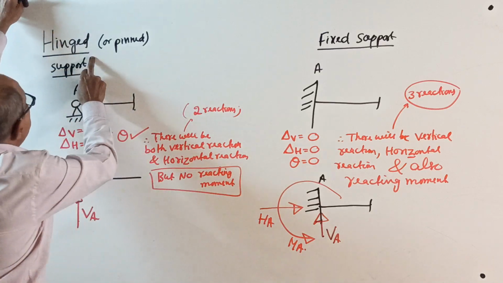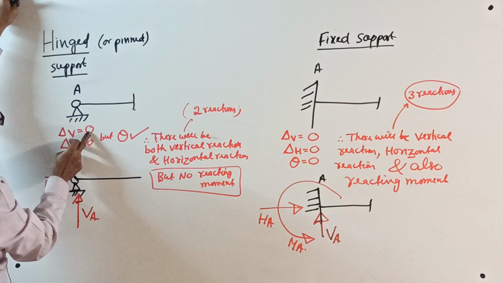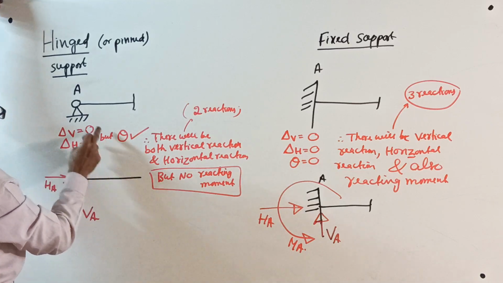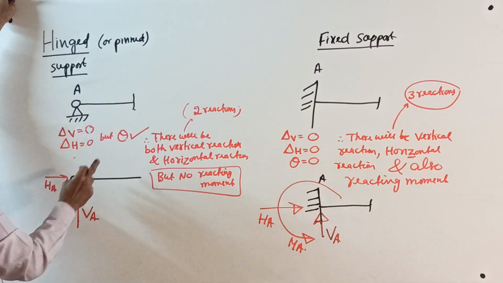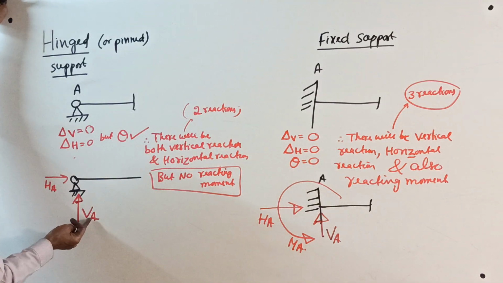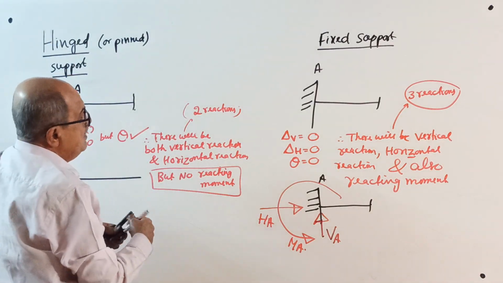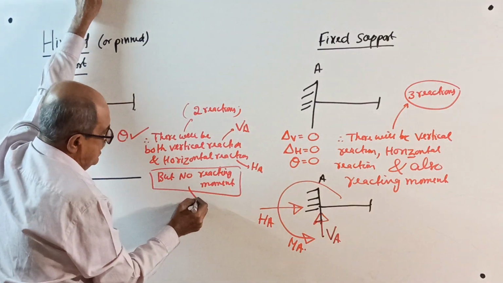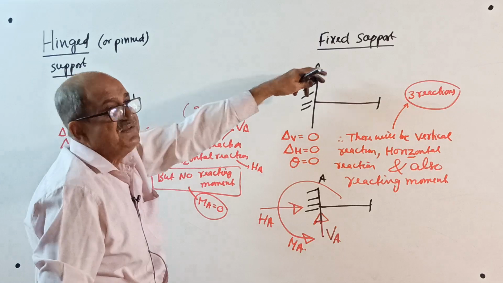So, for hinged or pinned support, say A, you should write displacement in vertical direction 0. It cannot move vertically. Displacement in horizontal direction 0. It cannot move horizontally, but rotation is allowed. Therefore, two reactions, vertical reaction and horizontal reaction, say VA and HA. But the moment reaction is not there. MA is 0.